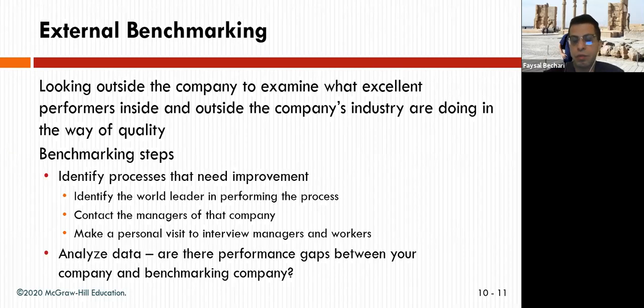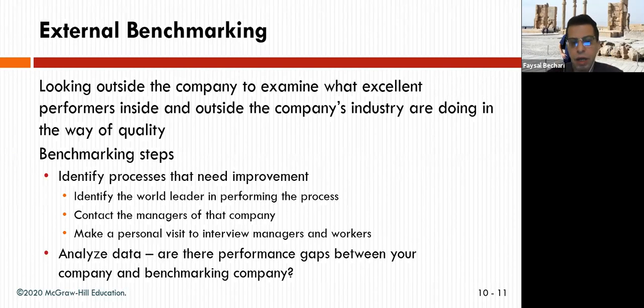Benchmarking steps: first of all, as we said, you identify the process that needs improvement. So once you see somebody making a better product than yours, you look at your product and see how you can improve it. Once you identify the process that needs improvement, you need to identify the world leader in the performance of that process. So you probably go and visit that gentleman, contact that management, and see how they're doing it. Make a visit to interview the manager and workers, to see how they're performing to have such a good quality of product.